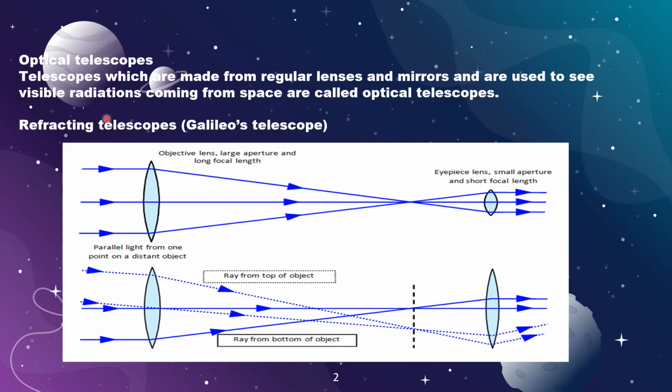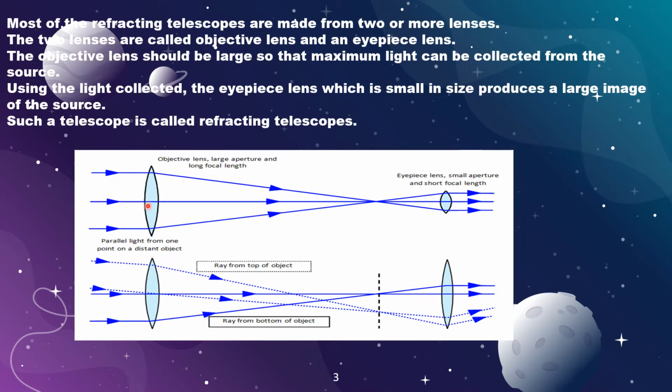First we will begin with the study of refracting telescopes, which are a type of optical telescope. The refracting telescopes are also called Galilean telescopes. Refracting telescopes make use of the phenomenon of refraction of light. Now what is meant by refraction? The light rays change their direction while traveling from the atmosphere or air into the lens, and from the lens once again back into the atmosphere.